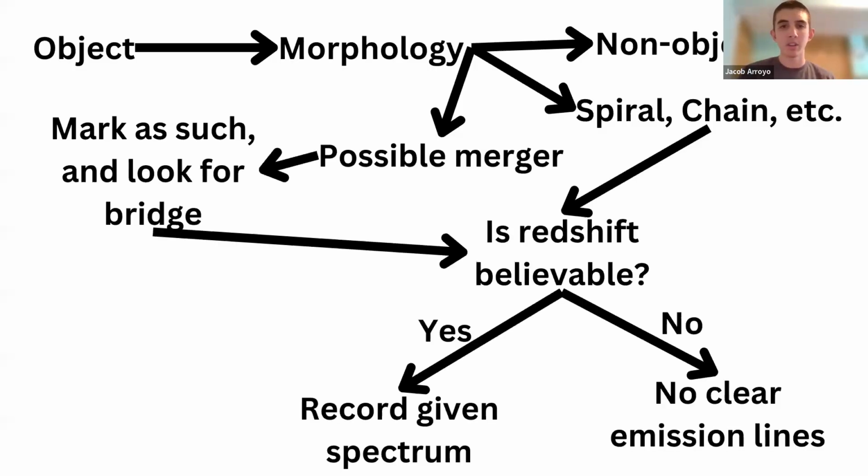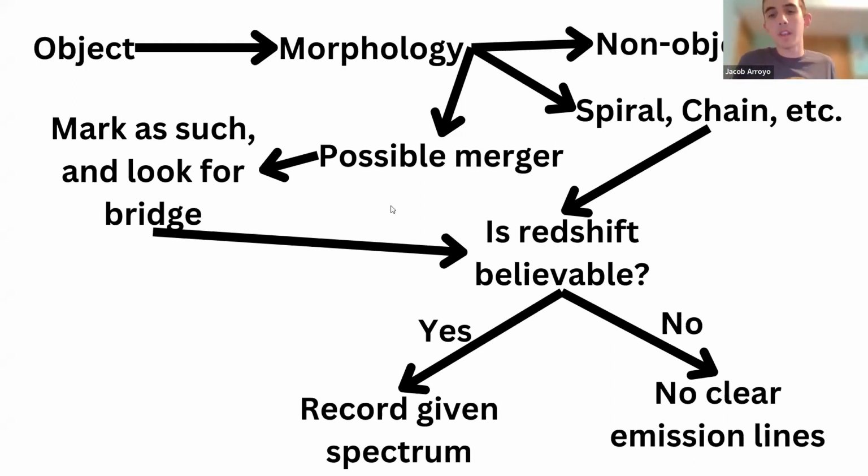And so in this flowchart here, you can see the process for classifying any object. So you start with an object, then you figure out which morphology class it fits into best. So if it's a non-object, it's not interesting, discard it, move on. If it is an object, I marked whether it was a possible merger or not. If it is, I marked it as being one, and also if I thought it had a bridge.